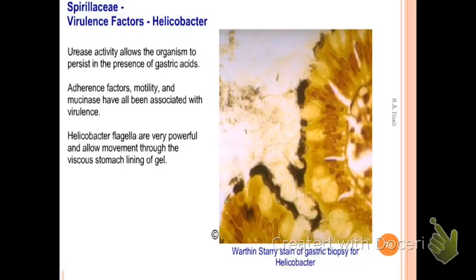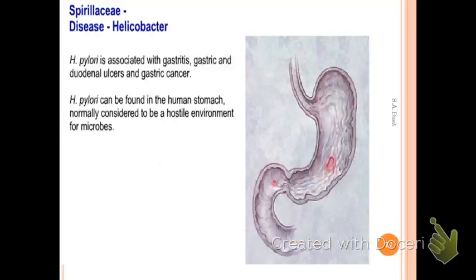Virulence factors would include adherence factor, motility, and mucinase. The mucinase is an enzyme that could, of course, destroy the mucosal lining of the stomach, and this is the reason why there would be ulceration. So Helicobacter pylori is associated with gastritis, gastric and duodenal ulcer because of the mucinase enzyme, and type B gastritis, which could result in gastric cancer.